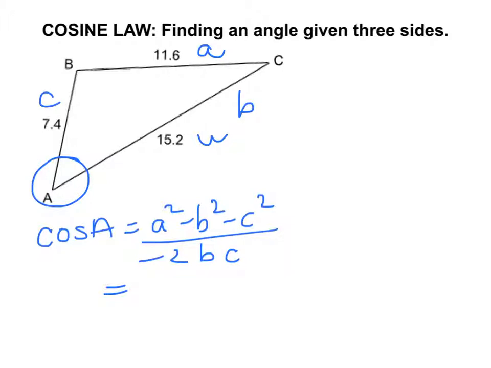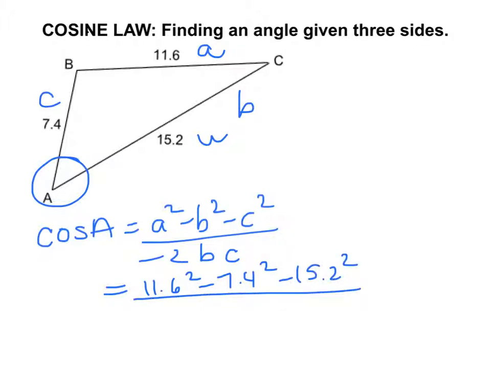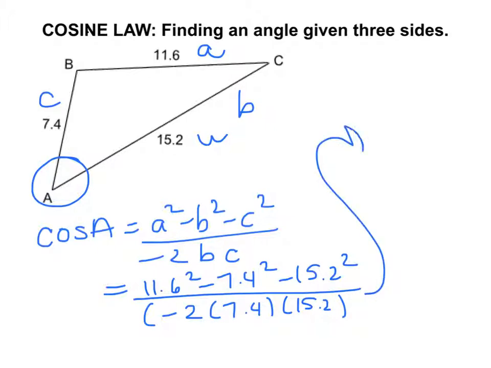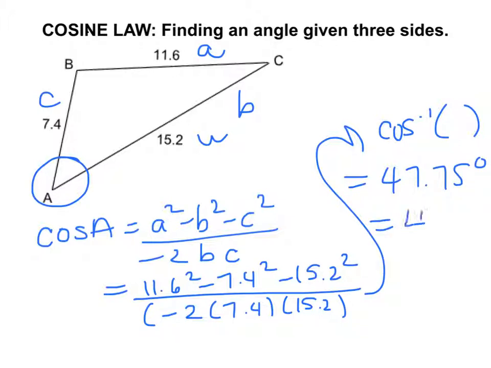We put in our 11.6 squared minus 7.4 squared minus 15.2 squared, all over, in your calculator in brackets, minus 2 times 7.4 times 15.2. Now, remember, you have to use second function cosine of your answer. And when you do that, you get 47.75 degrees, or you can round up to 48 degrees.